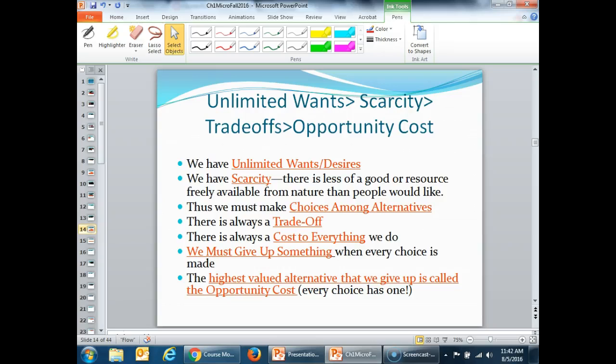Everything has a cost, because you're always giving something up every time a choice is made. And that's what we're going to call opportunity cost. The value of the highest valued alternative that you give up is going to be called the opportunity cost.